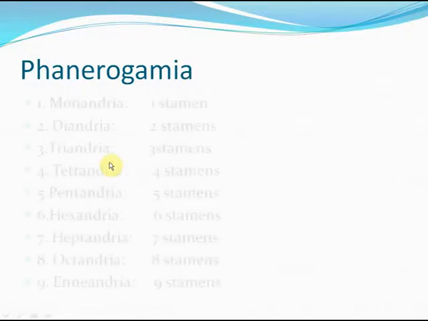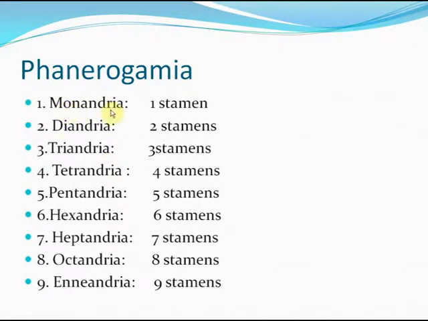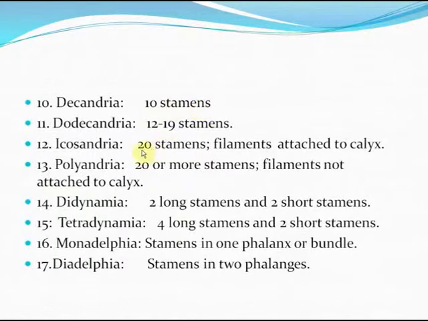Phanerogamia, the flowering plants, were described as such: Monandria bearing one stamen, Diandria 2 stamens, Triandria 3 stamens, similarly Enneandria 9 stamens, Decandria 10 stamens. Then coming to Icosandria, 20 stamens, where filaments were attached to the calyx. Polyandria had 20 or more stamens and filaments were not attached to the calyx. Didynamia, 2 long stamens and 2 short stamens. Tetradynamia, 4 long stamens and 2 short stamens.